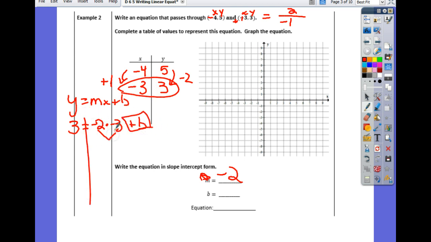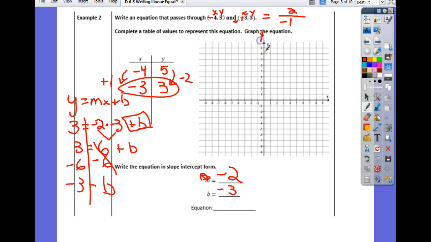What's a negative 2 times a negative 3? 6. And how do I get rid of that? 3 equals 6. What do I do? Thank you. You nailed it. Minus 6. So what does b equal, class? Excellent. Negative 3. So my b is a negative 3.